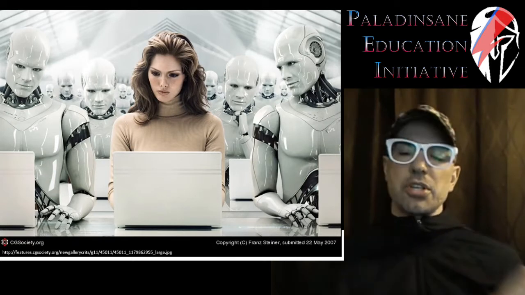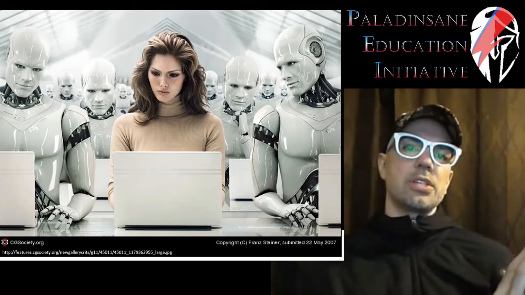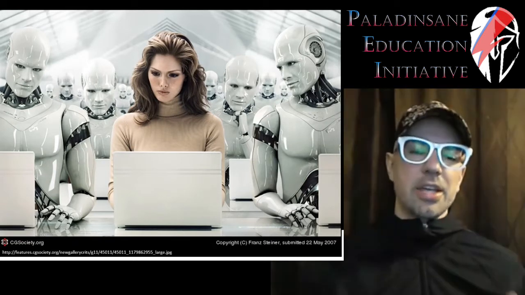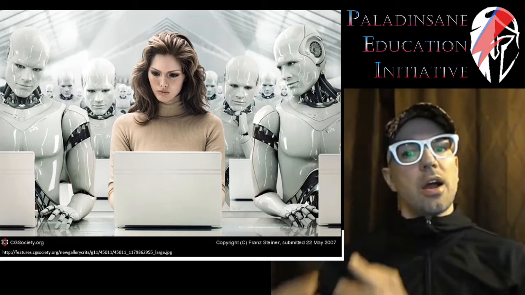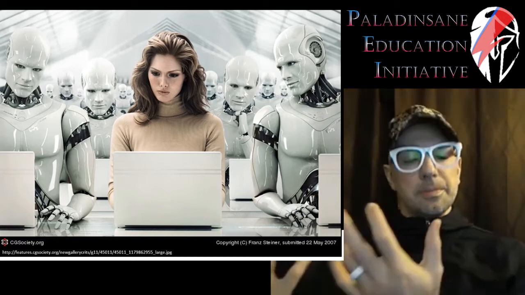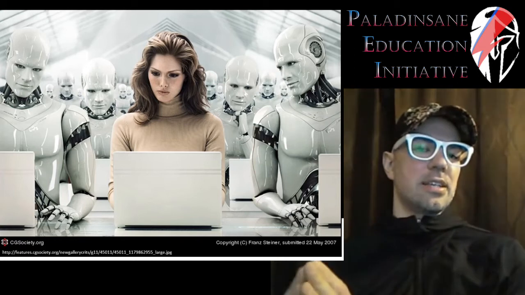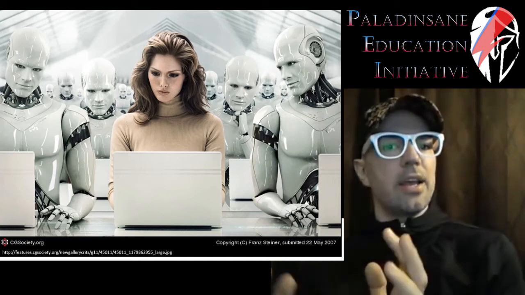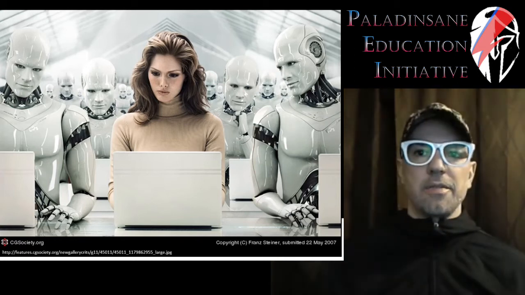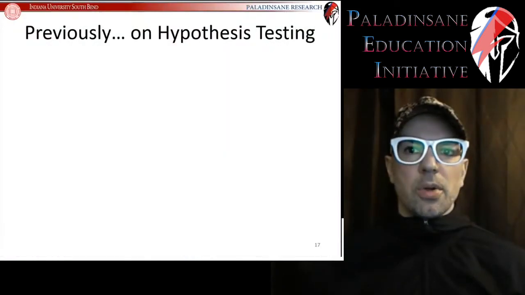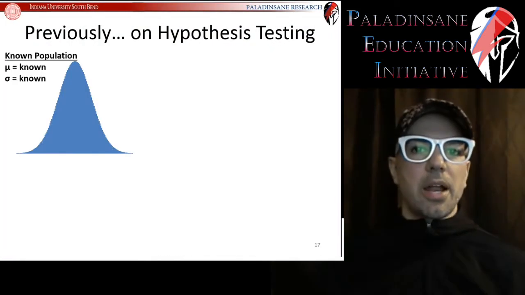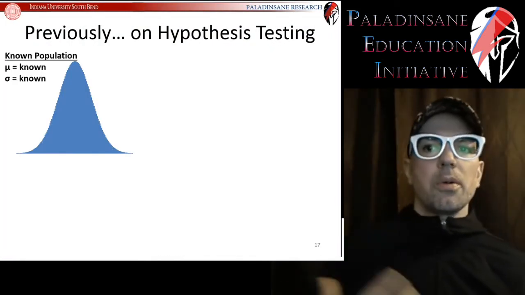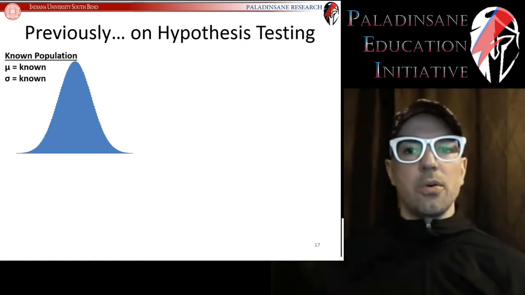So we're going to have the machines do what machines are good at, which is that data crunching calculations. And then we're going to use our human minds to do the difficult analysis of interpreting and setting up the data for the test. So when last we were talking about hypothesis tests, we were always talking about a known population.